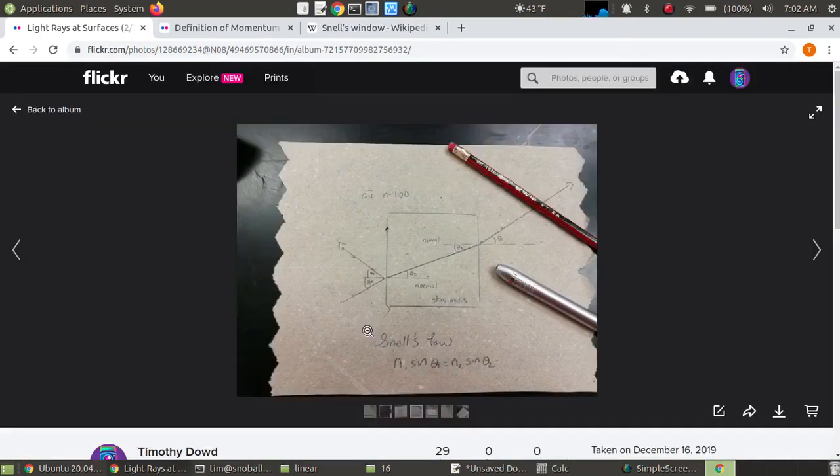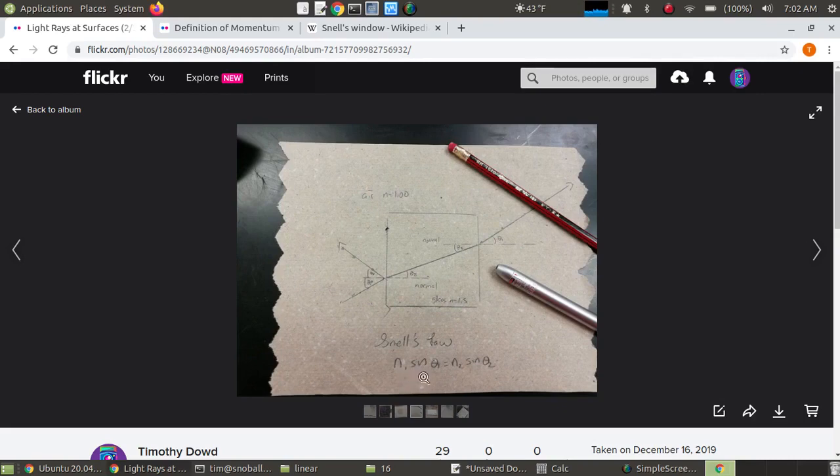So obviously it would be nice to have a law that describes how light bends as it crosses boundaries. And this is the law. And you can see why we use this idea of index of refraction instead of just listing the speed of light in each material. It seems to be important for determining how much light bends at a boundary.